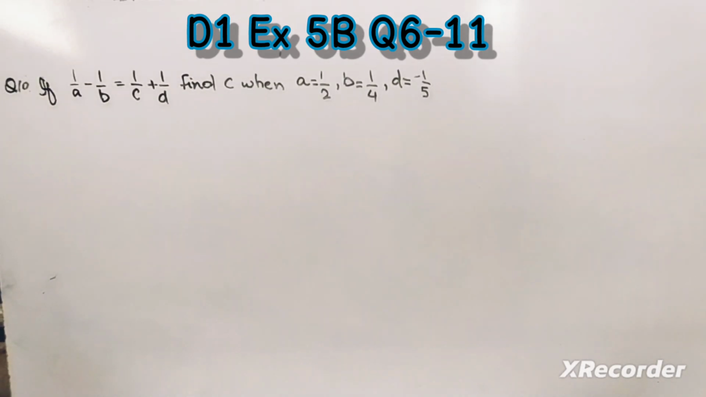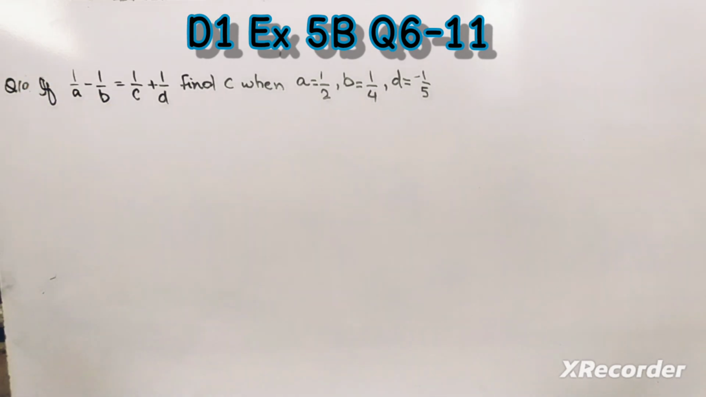Now, second question of today's lecture, question number 10. If A is equal to 1 upon A minus 1 upon B is equal to 1 upon C plus 1 upon D, find C when A is equal to half, B is equal to 1/4 and D is equal to minus 1 upon 5.